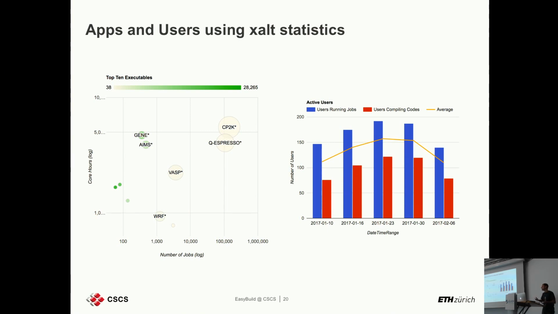This is, let's say, more publicity for XALT than for EasyBuild, but we can also understand where our modules are being used. On the right here, you have the number of active users on the system, just to have an idea of how many users we have to help in general. The blue bars are the number of users running jobs, so you can see it's from 150 to 200 users running jobs at the same time. And the red bars are users compiling code, so you can see that it's heavily used. This is for one month, the last month.